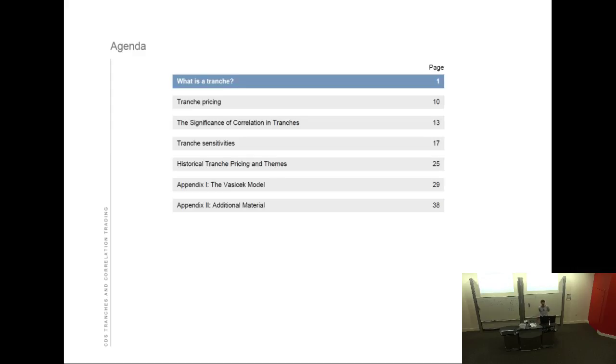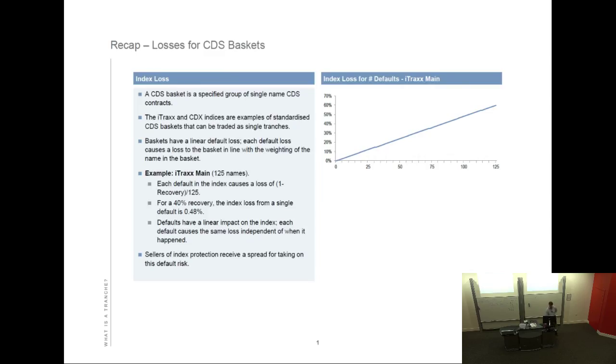So tranches. Before we start with tranches, let's recap some of the most important underlying concepts. So last time, I think you learned about CDS indices. And CDS indices, if you want, are kind of special cases of baskets of CDS, right? You just take a bunch of single names, put them into an index, and then you trade the index as a whole, as a single contract.